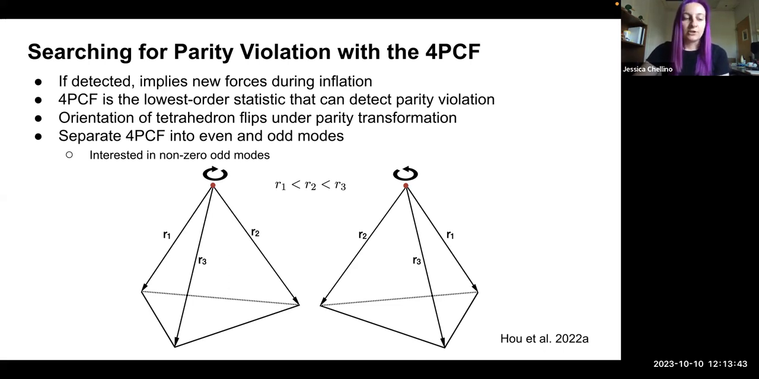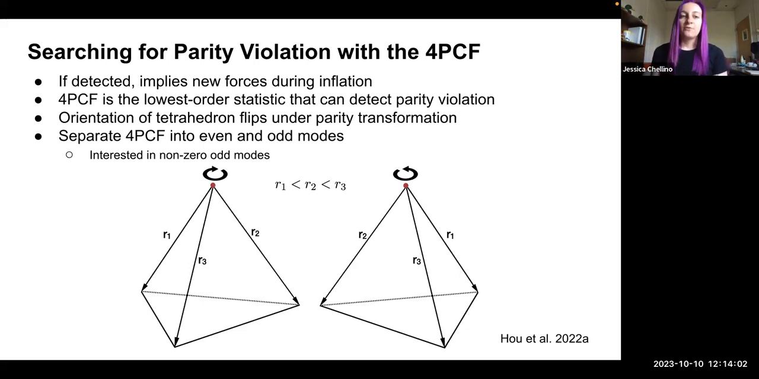If we take the mirror reflection of this left tetrahedron, we get the right tetrahedron. The right tetrahedron has a counterclockwise orientation. So from this, we can see that the orientation of a tetrahedron will flip under a parity transformation, and that allows us to use the 4PCF to search for parity violation.